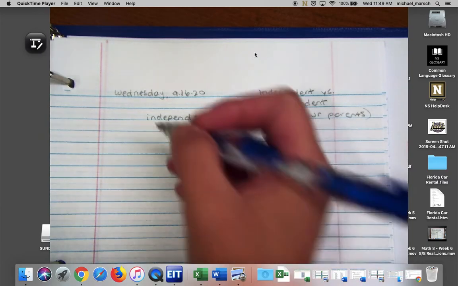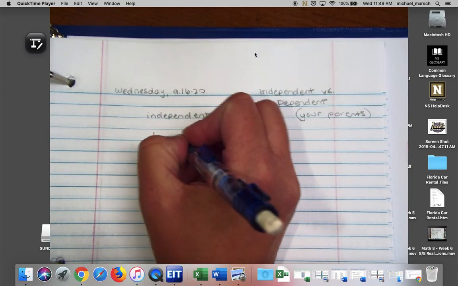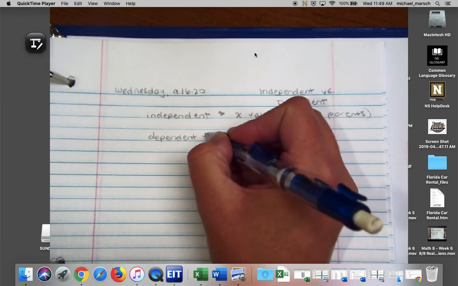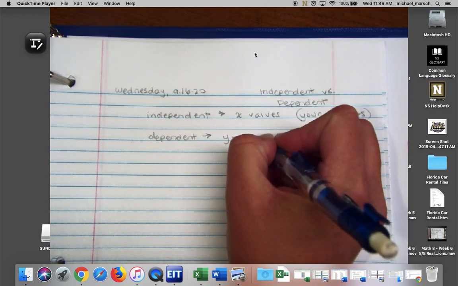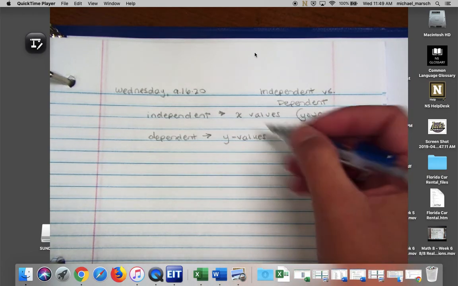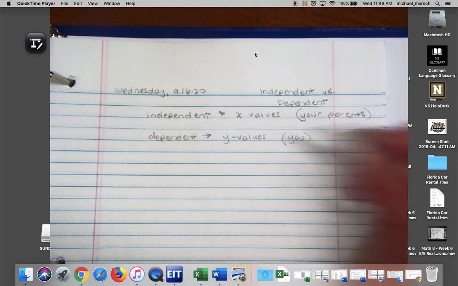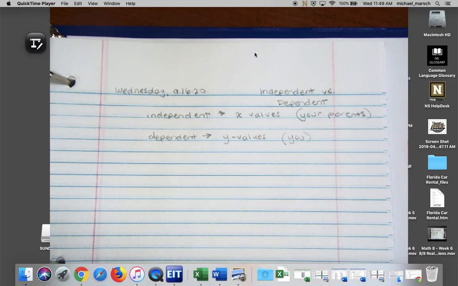And then dependent is the y values, and that's you. As much as you guys want to believe you're independent, right? You can do things on your own. You're not like a toddler that needs help with stuff, but you depend on your parents basically for survival, right? Food, clothing, a place to live, getting you to all of your athletic events or hobbies or groups or practices, okay? Shoes on your feet, you depend on your parents for that, right?